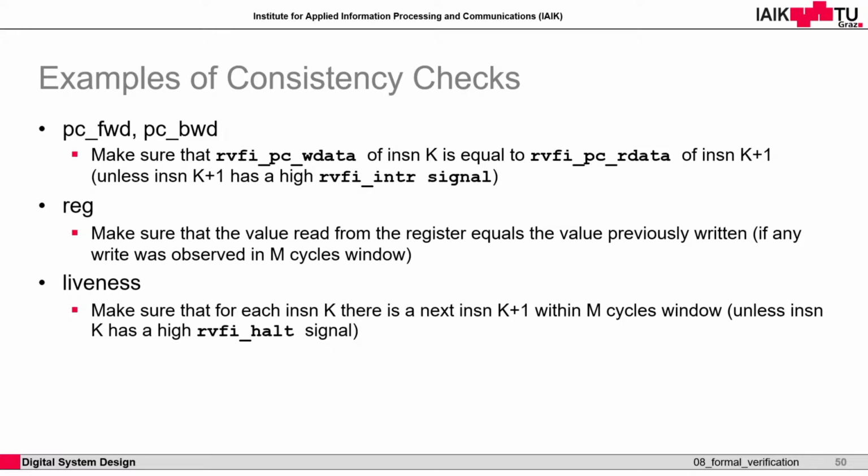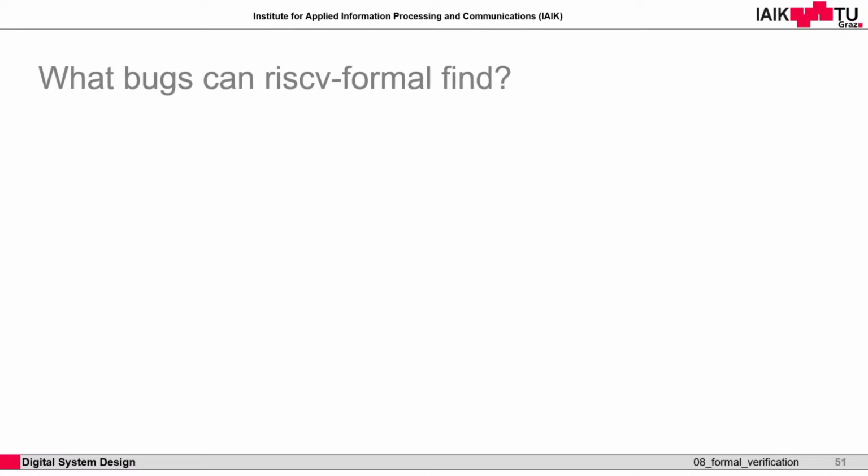There is also one check that looks if the processor is alive, like giving the processor some fairness properties. For example, if you do a memory access, then you will always get a memory access after a few cycles and so on. So what can you do with that? What bugs can you find with RISC-V formal?